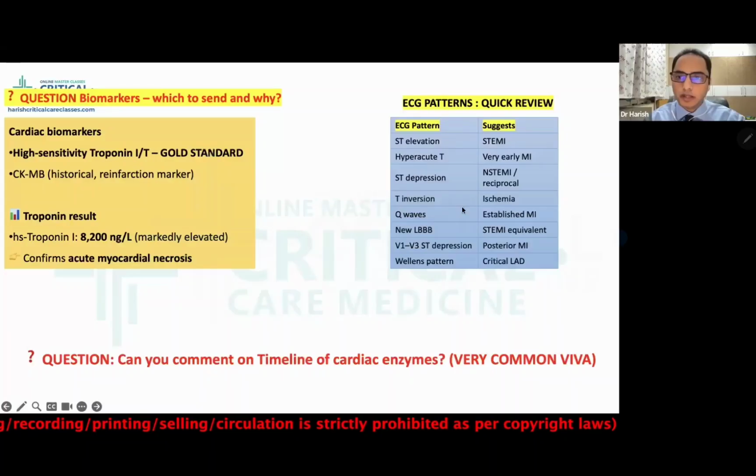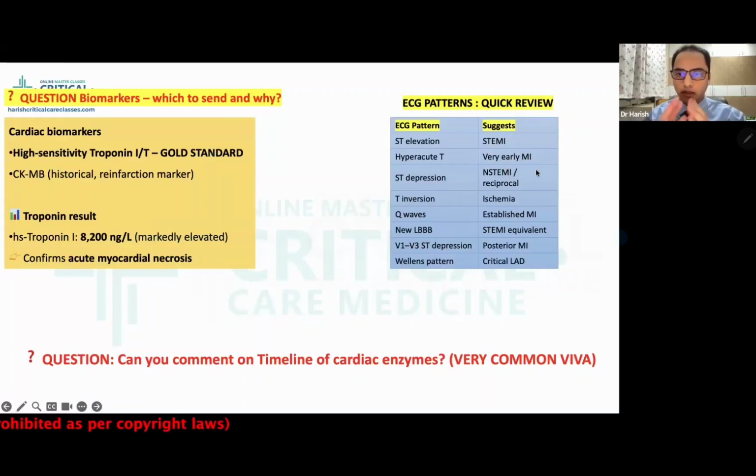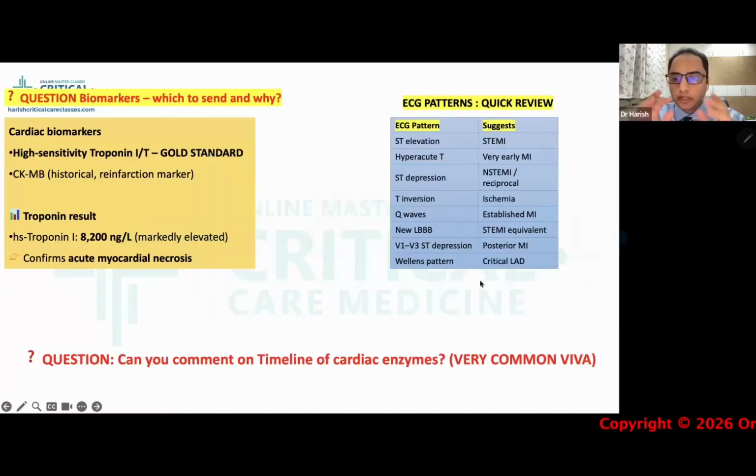So this is the table again. If you see the ECG pattern, ST elevation is STEMI, hyperacute T wave is very early MI, ST depression is NSTEMI or reciprocal changes, and T wave inversion suggests ischemia, may not be infarction. Q wave suggests established MI. A new LBBB is a STEMI equivalent we need to consider. V1 to V3 ST depression suggests posterior wall MI. Wellens pattern is the critical one, avoid stress test here.